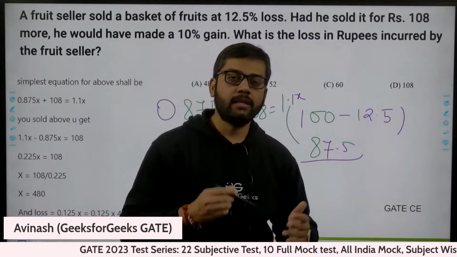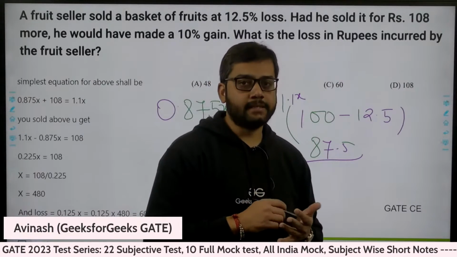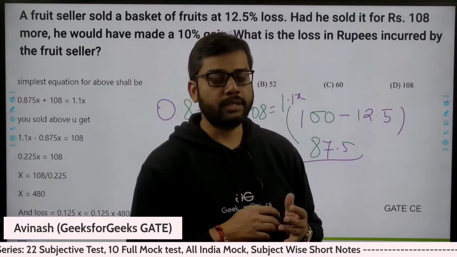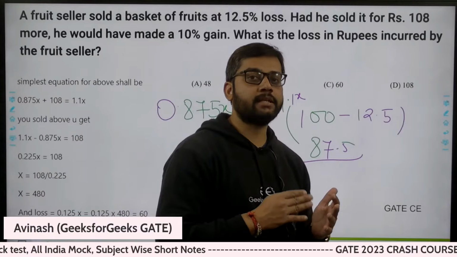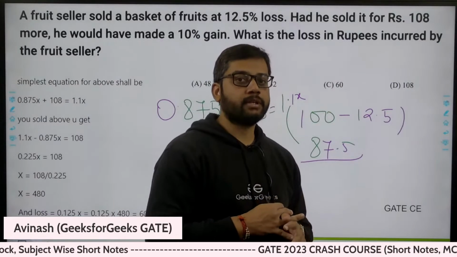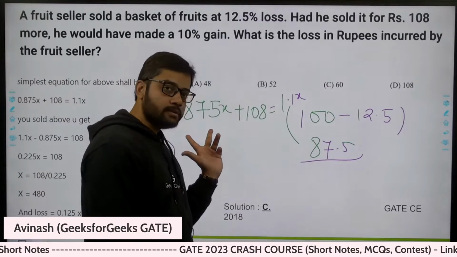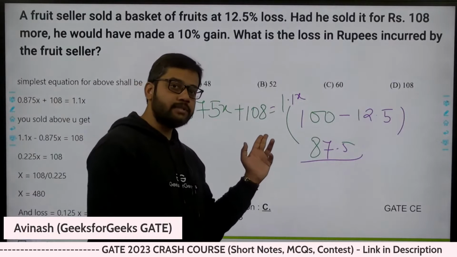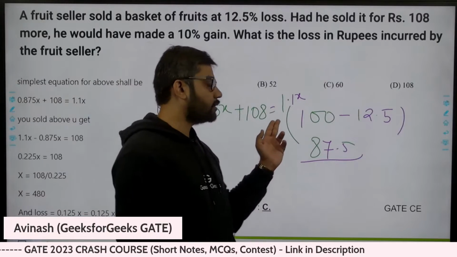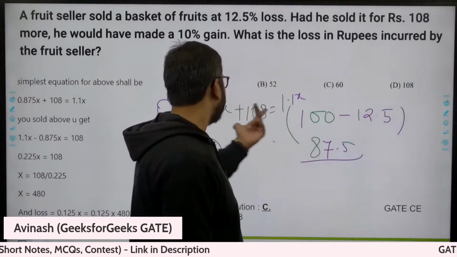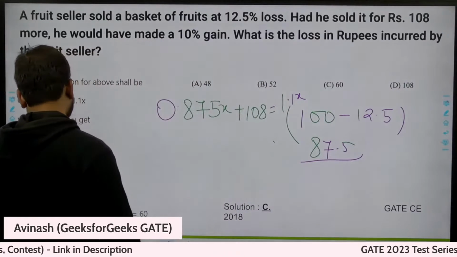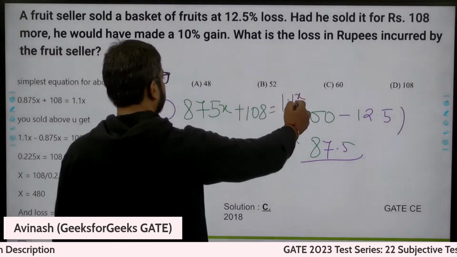Again, understand, whatever loss he is facing, if he adds 108 rupees to it, then he gets a 10% profit. This is the loss, I'm adding 108 rupees so that he will get 1.1x, which means 10% profit. If you solve for the value of x, you will get this value.